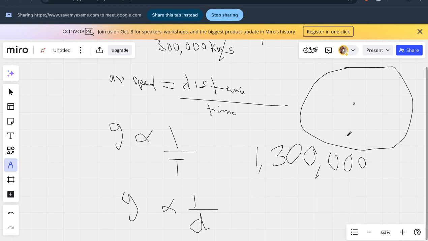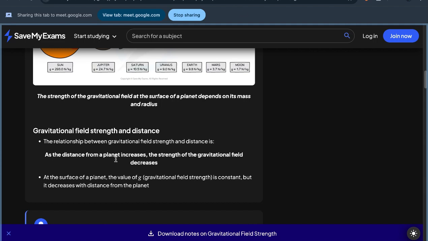The farther away from the sun other planets are in the solar system, the smaller the gravitational field. The closer to the sun, the bigger your force of gravity. So it kind of makes sense. Okay, so gravitational field strength is inversely proportional to distance.